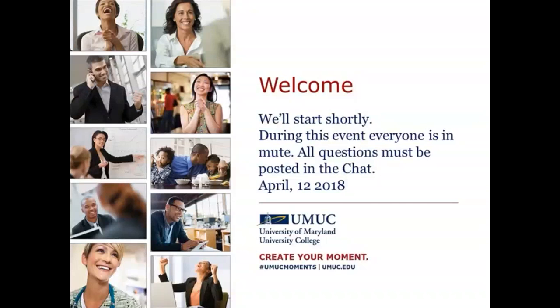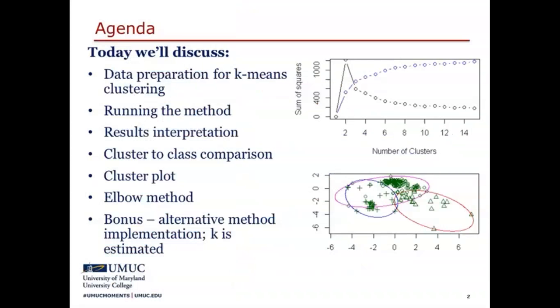All right, let's go ahead and get started. This is the agenda for tonight. We're going to talk about the data preparation for k-means clustering. I'll show you how to run the method, how to look at the results, and we're going to look at cluster-to-class comparison, cluster plots, and then we'll discuss the elbow method to estimate the optimal k-value, and then there is a bonus, right? So let's go ahead.